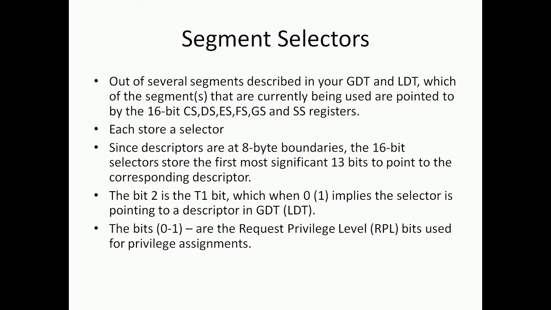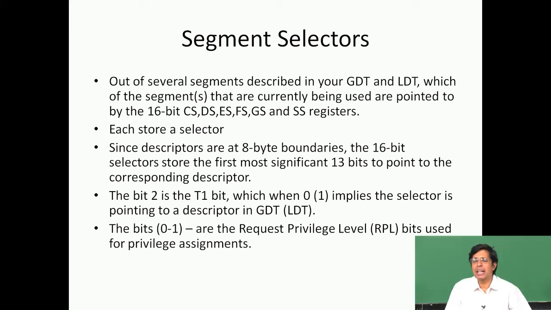Now we will go into a lot of this privilege checking. We will be reiterating several things again and again so that we have good clarity. Out of the several segments described in your GDT and LDT, which of the segments currently being used are pointed to by the 16-bit CS, DS, ES, FS, GS and SS? In your GDT and LDT, I could have n number of descriptors. I have a limit, and that divided by 8 will give me the number of descriptors.